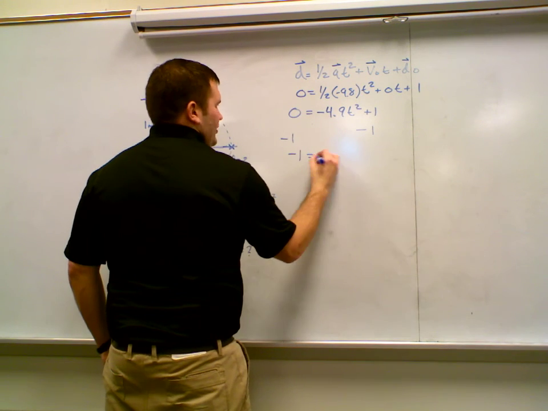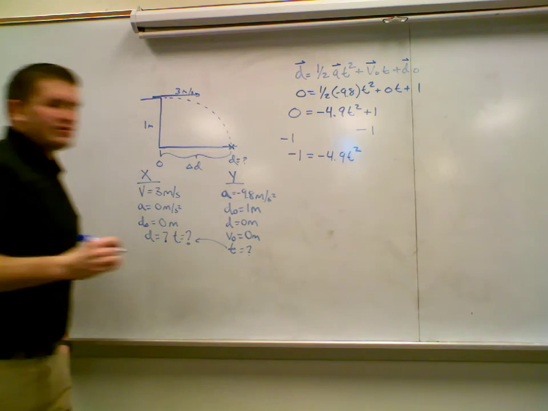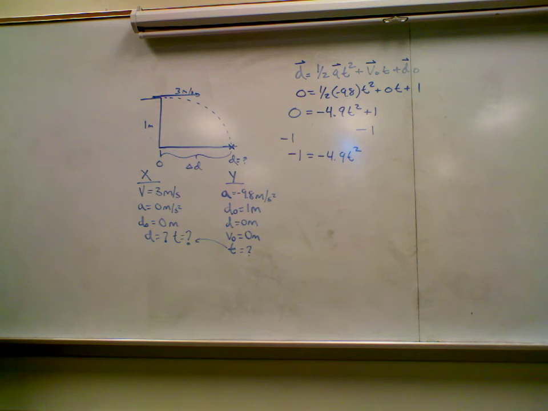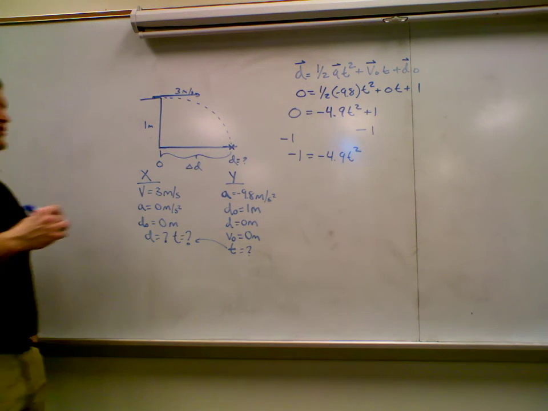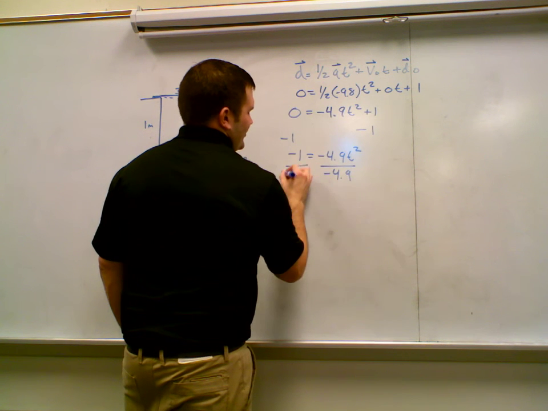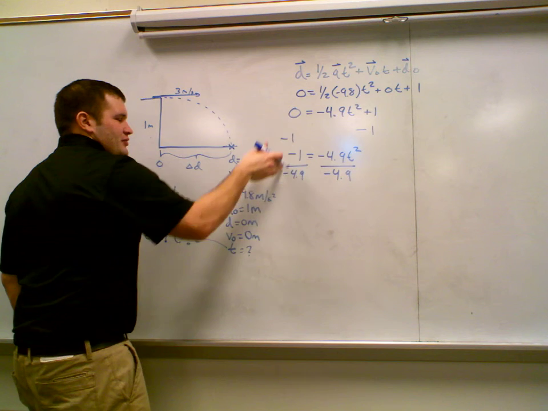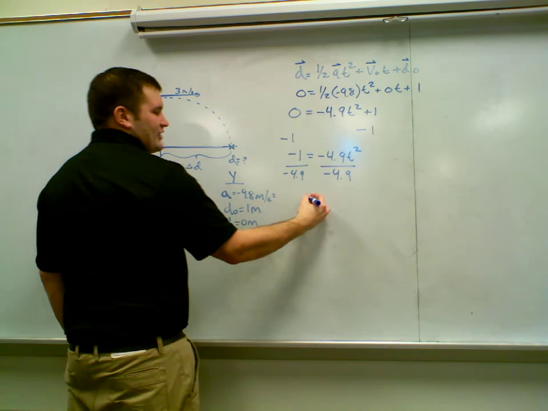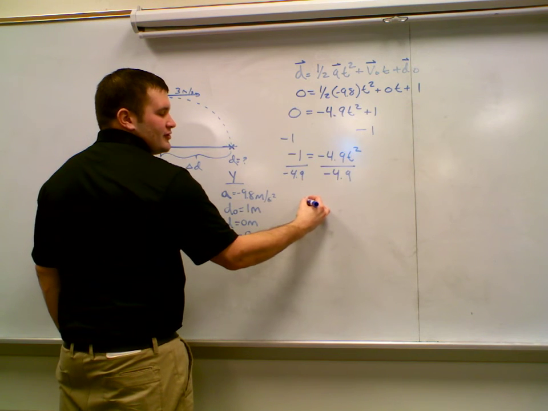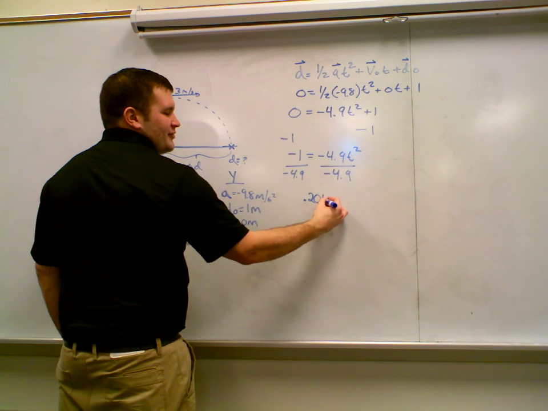Sure this is going to work out? We can't square root negatives. You sure it's going to work? Yeah, it'll work. Because what do I have to do next? Divide by negative 4.9. So negative 1 divided by negative 4.9, the negative signs will cancel, giving us a positive 0.204. Perfect.